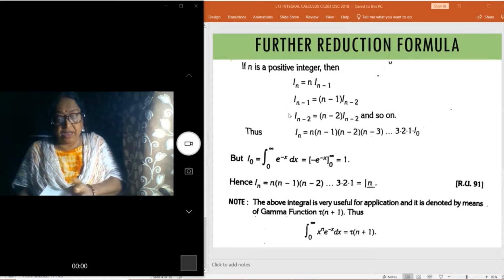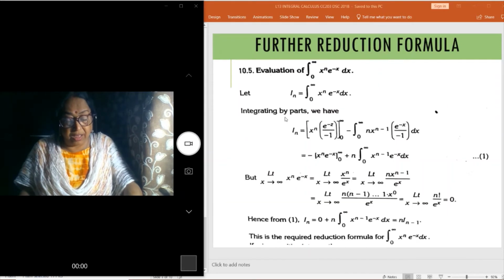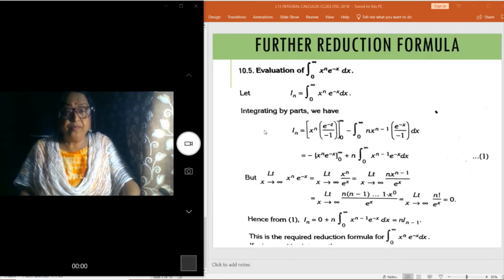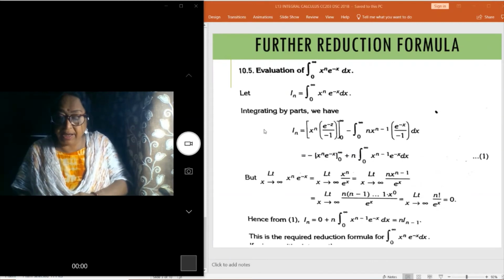Seeing the formula which we are to evaluate, e to the power minus x, x to the power n, we can write it as x to the power n plus 1 minus 1. In that case it will give us gamma n plus 1, which is equal to factorial n.